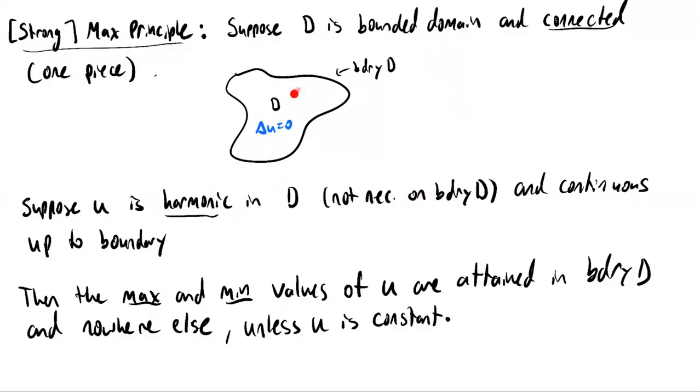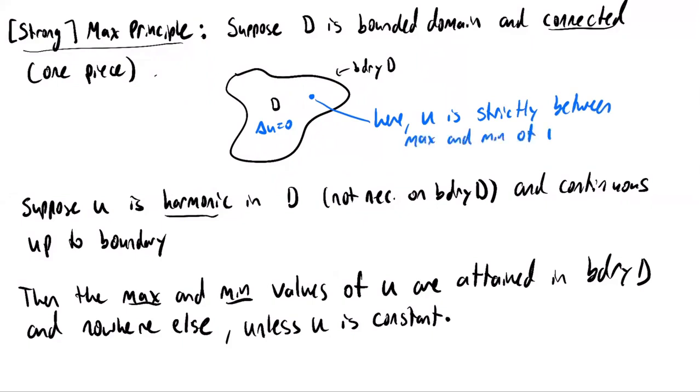So if you have any point inside the domain, say this point here, well, here u is strictly between the maximum and minimum of u. It can only equal its minimum value, its smallest value, or its largest value on the boundary and nowhere else. So this is what the theorem says.